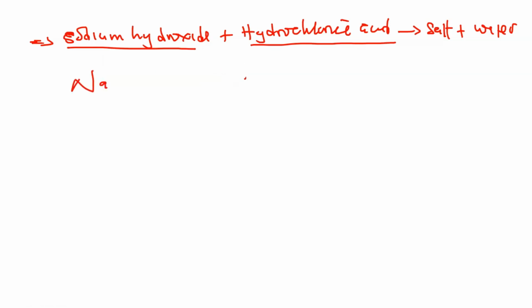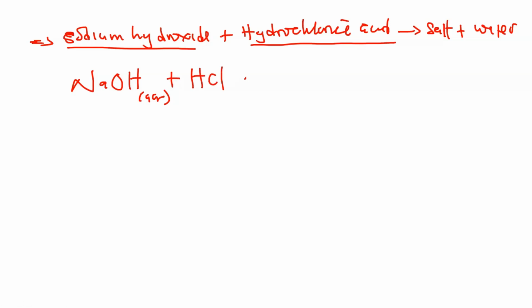So, sodium hydroxide. Now I said any hydroxide is a base and of course it's in an aqueous state. So, this is aqueous. Then reacting with what? Hydrochloric acid, which is an acid. So, hydrochloric acid is written as HCl.